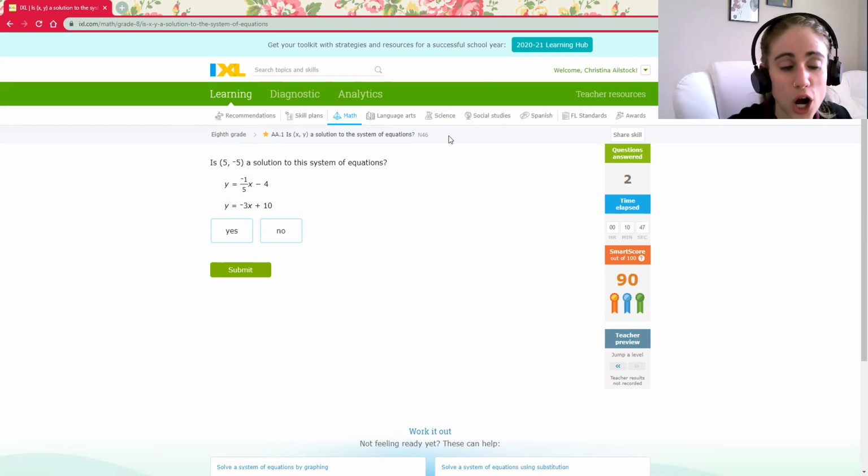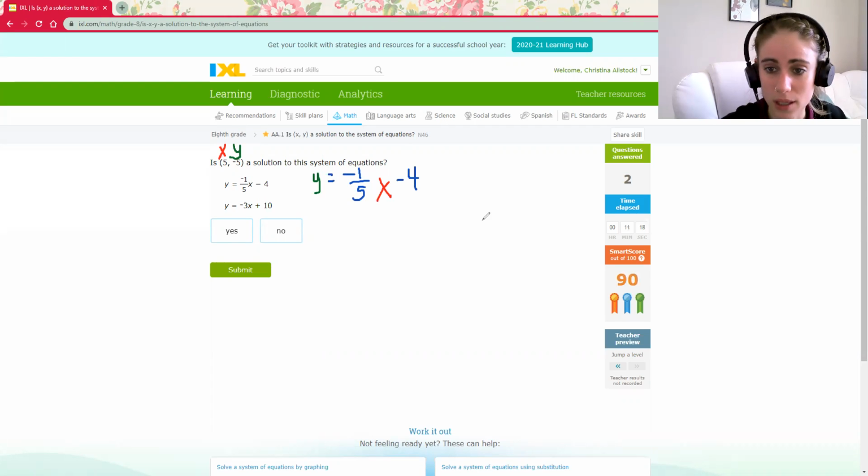All right, let's label our points so that way I make sure that I substitute the right values in. The first number, the positive 5, is our x. The second number, the negative 5, is our y. My first equation here is y is equal to negative 1/5 x minus 4. All right, I know we have a fraction, but don't worry. You guys can do it. The nice thing is multiplying fractions is the easiest operation with fractions. It's my favorite, so don't be afraid.